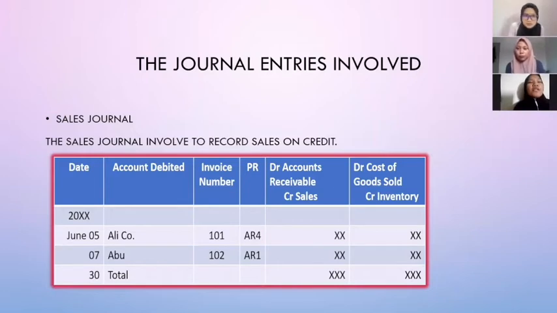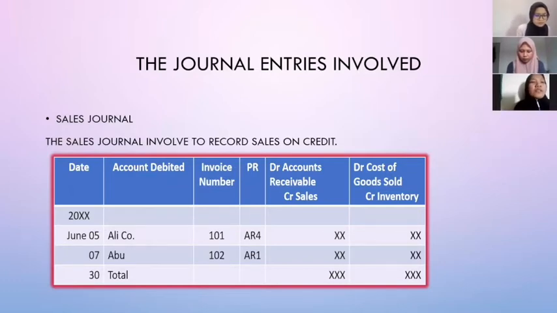197065. Next, I will continue with journal entries and accounts involved in the revenue process. Basically, there are two important journals involved in the revenue process, which are the sales journal and the cash receipt journal. These two journals, known as specialist journals, reduce the tedious task of recording both debit and credit general ledger account names and amounts in the general journal.